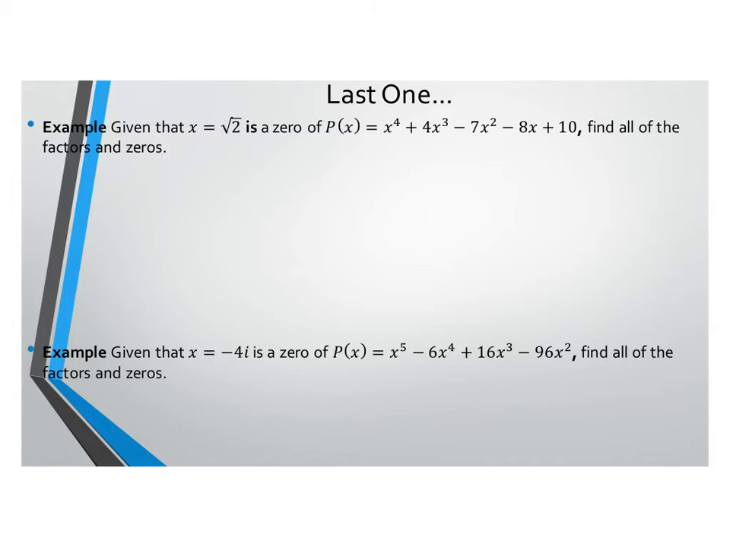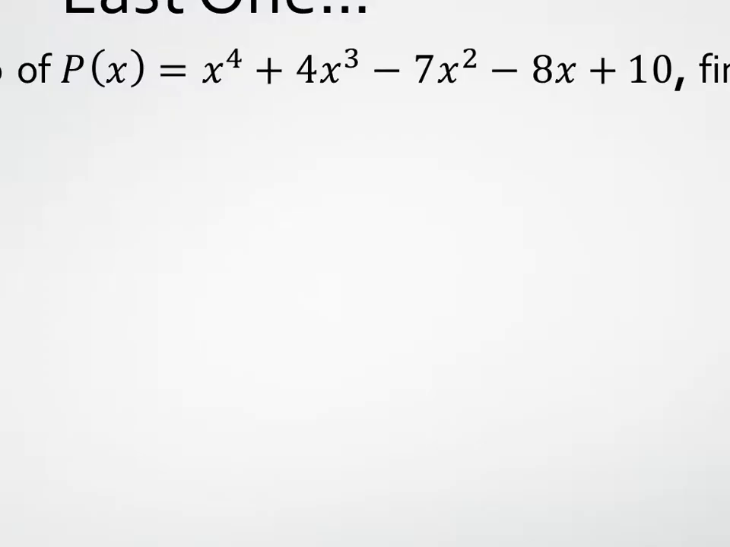So in our next type of problem, this time we know that x equals square root 2 is a 0 of the polynomial, and we're going to find all the factors and the zeros, okay? So the first thing that I would do, if I know x equals square root 2 is a 0, I know I can use that with synthetic division. So I'm going to put square root of 2 in my box. Drop down your coefficients. And notice we're not missing any placeholders, so that's good.